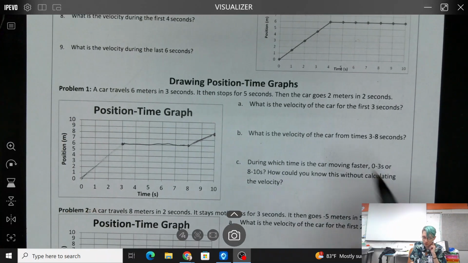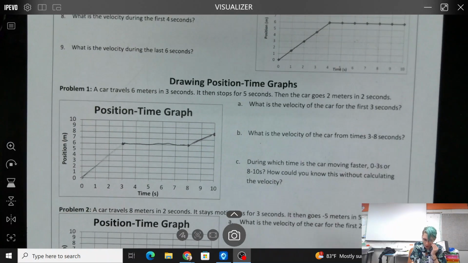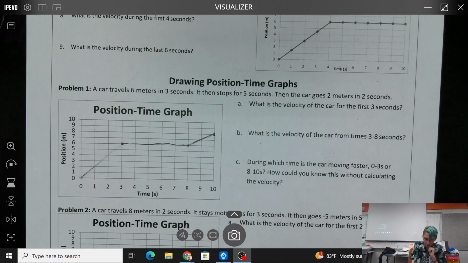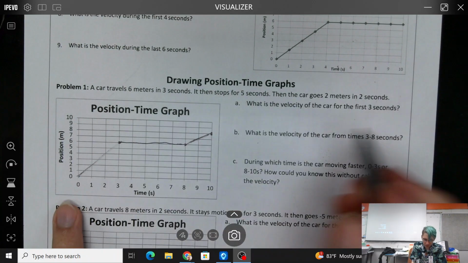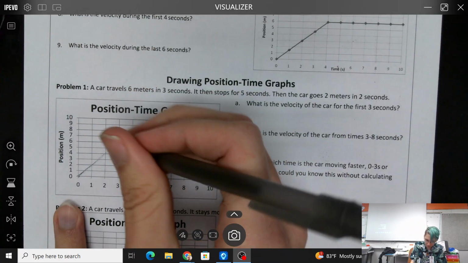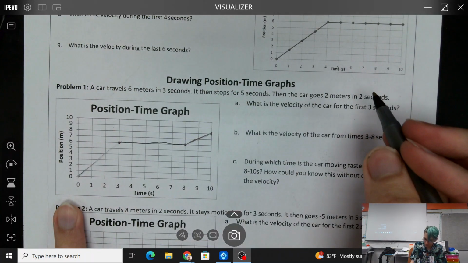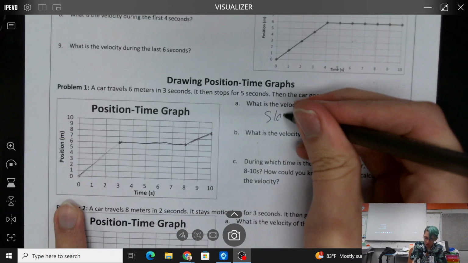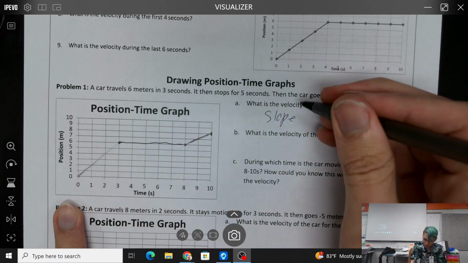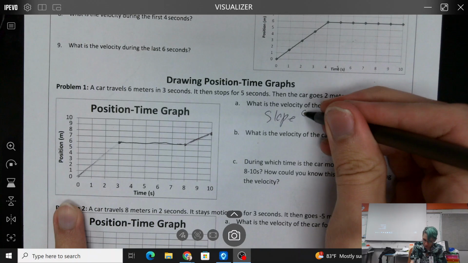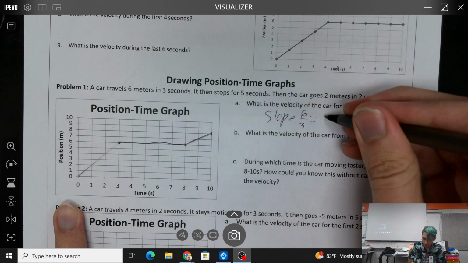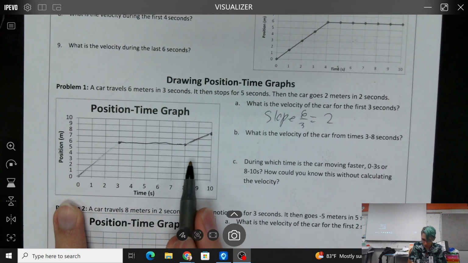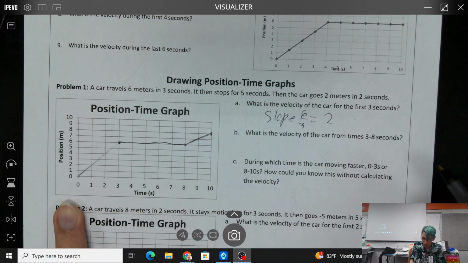Now it's just finding velocity of each time interval. First 3 seconds. Our slope is 6 divided by 3, because our slope is our rise over run. It is 6 divided by 3, which is 2. Velocity from 3 to 8. Our velocity, because we're stopped, is 0.